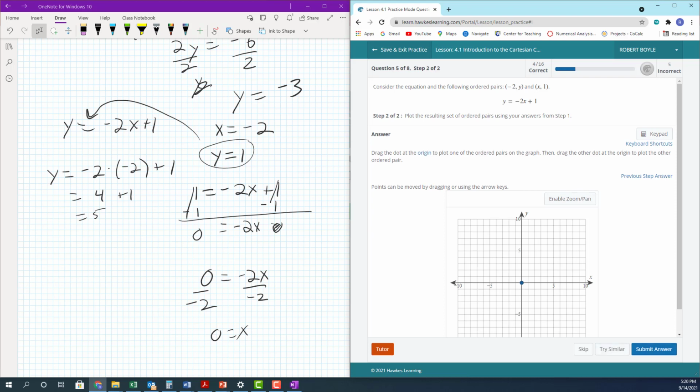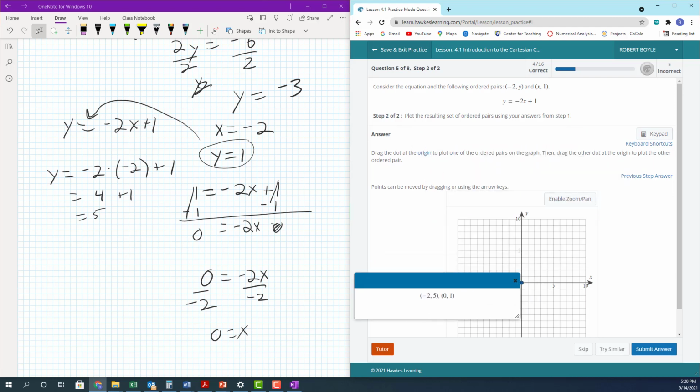Okay, so the next type of problems are these. Here we have considered the equations for the following ordered pairs: negative 2 comma y and x comma 1. And they want us to plot the resulting set of ordered pairs using our answers from step 1. Well, what were our answers from step 1? Oh, here they are. They're right here.